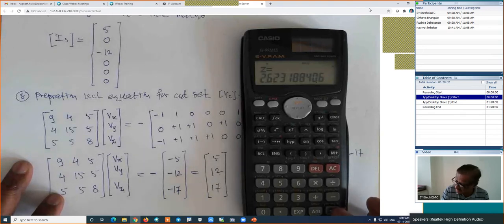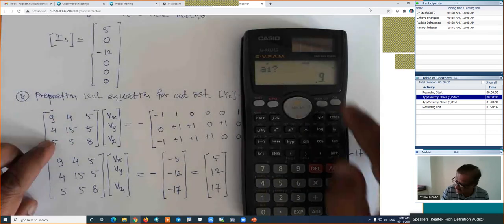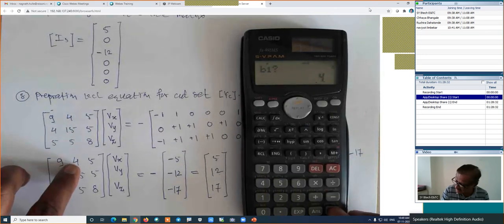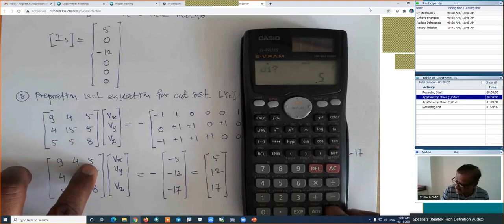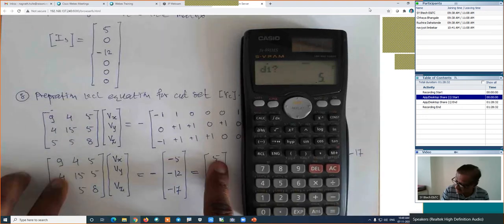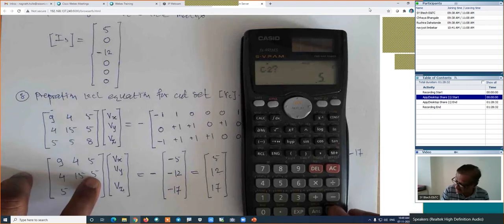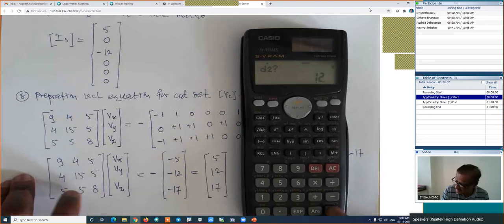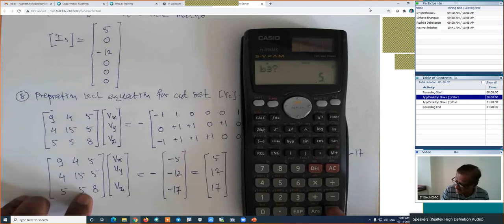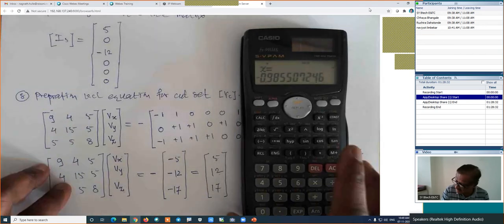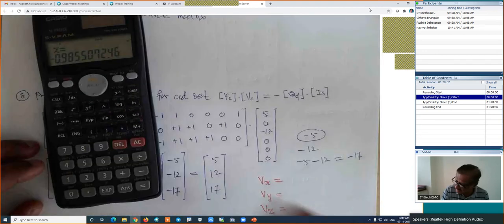I will check the calculations once again. A1 is 9, yes. B1 is 4, yes. It is plus 5, yes, plus 5 again. Fine. Then its value is 4, this is 15, this is 5. The next is 12, yes. This is 5, this is 5. Next is 8, and last is 17. That's why the first answer is minus 0.98.